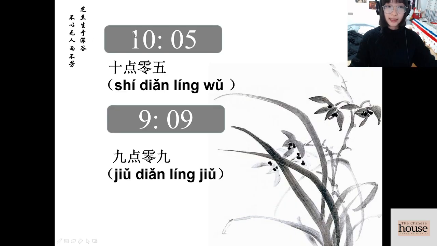So okay, what is this? 10点 means ten o'clock. 0 is 零, a new word. 05. Okay, so this is 10点05. What about this? 9点09. 9点09.